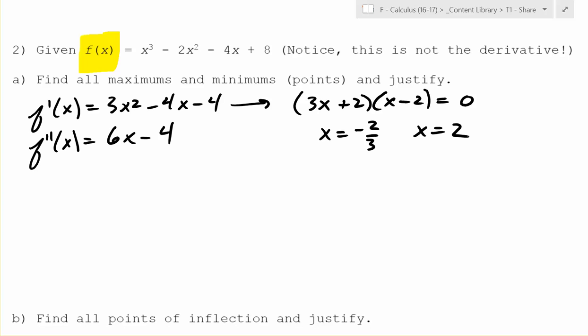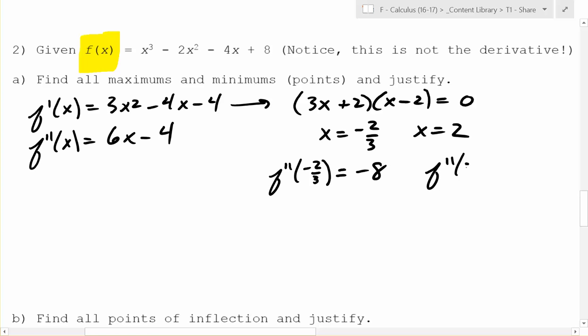So how do you test to see if it's a max or min? There's two tests. We've learned one so far. We like the second derivative test, especially if there's a nice second derivative. Is there a nice second derivative? Yes. So we did f double prime of -2/3. And what did you guys get when you plugged in -2/3? -8, I think. And then you did f double prime of 2 and you got 8. So what does that mean? This implies concave down. So a max will occur there.